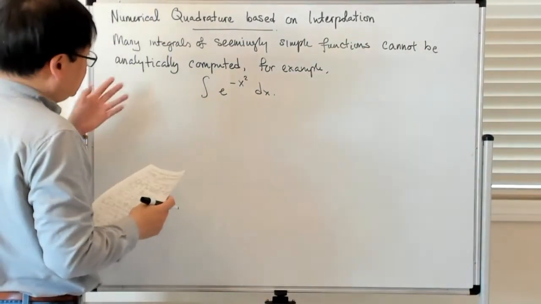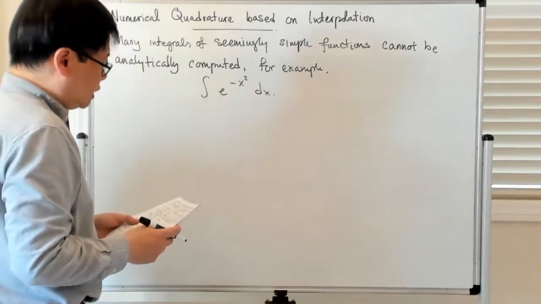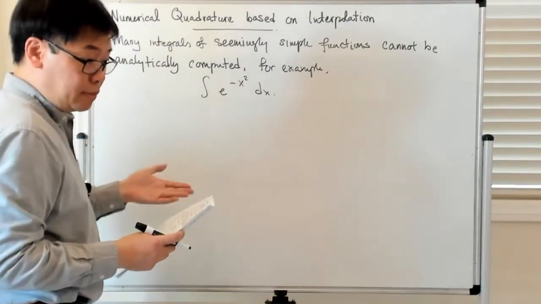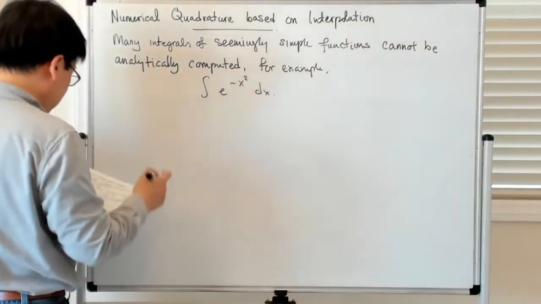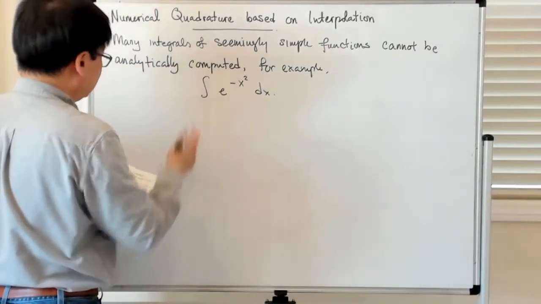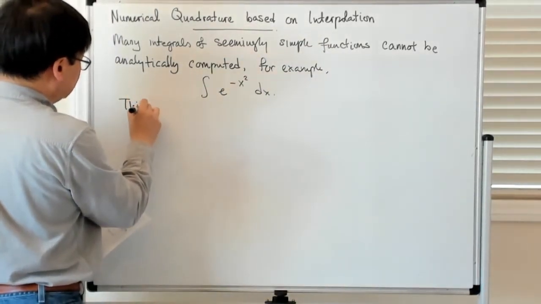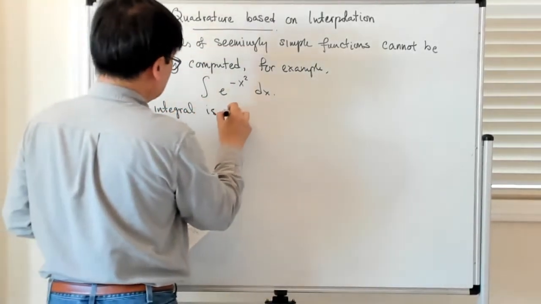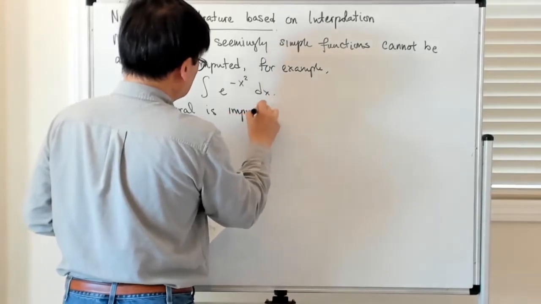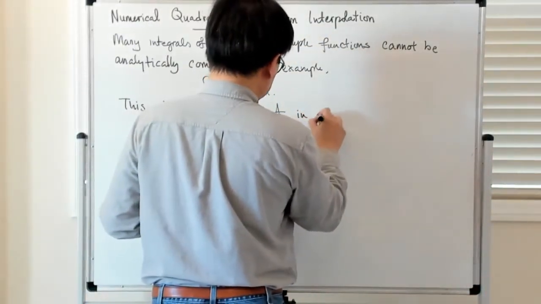The reason why that's significant is because this is the error function, which shows up in probability and statistics. It's the normal distribution basically, up to a normalization. So this integral is important in probability and statistics.